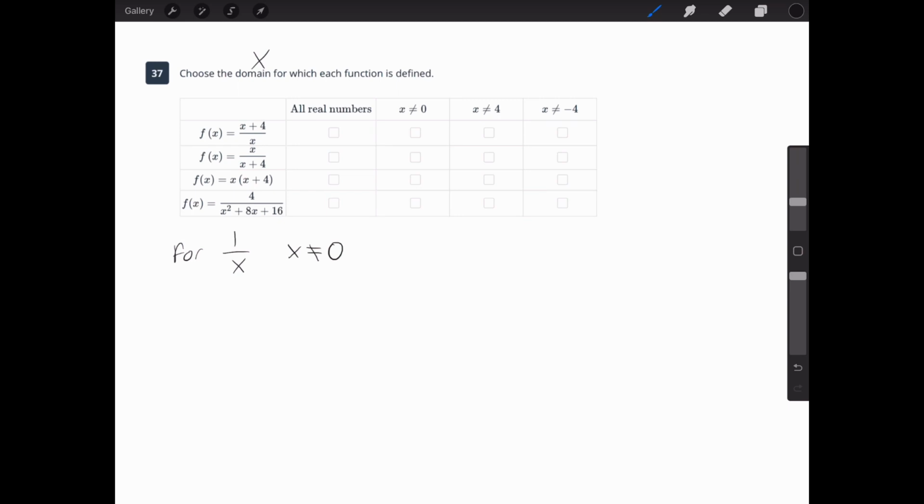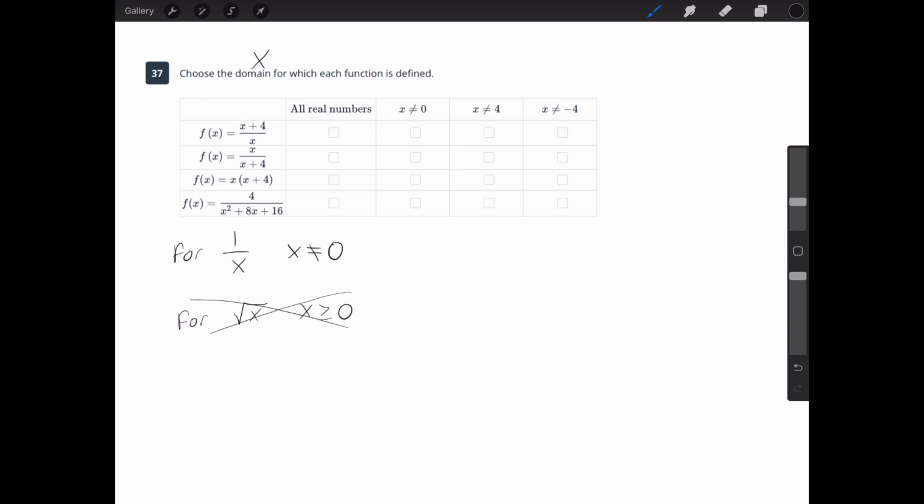Another thing is if you have a radical, square root of x, right? x has to be greater than or equal to 0. And if you notice, in all of our 4 functions, we actually don't have any square root, so we don't need to focus on that.